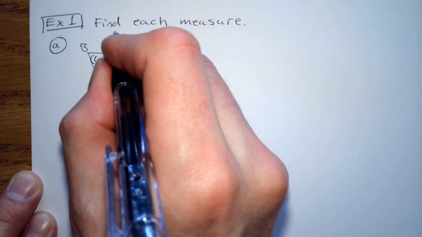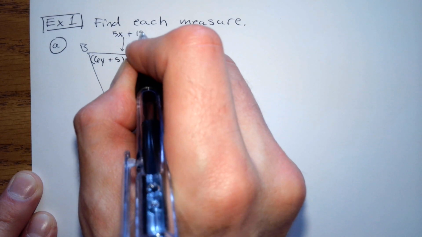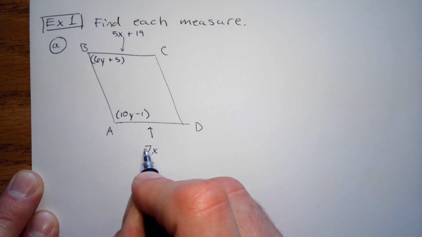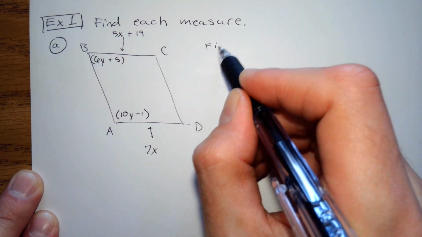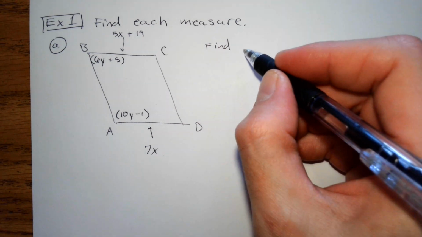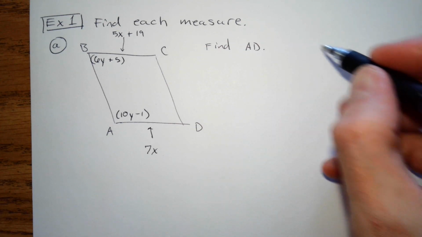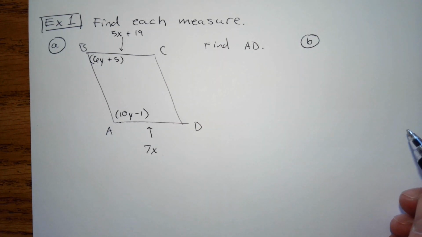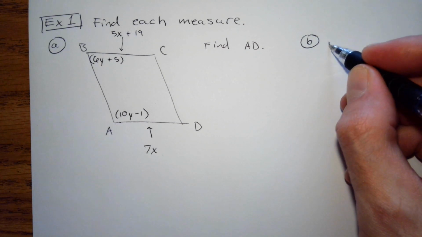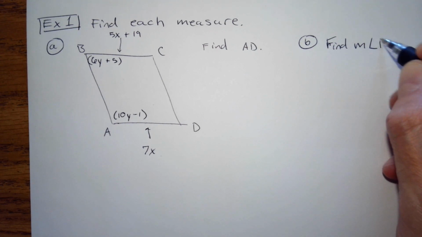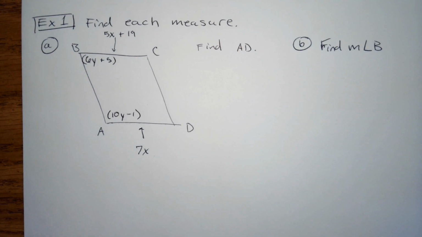And then we have 5x plus 19 and 7x. Find the length of AD. And then part B is going to be to find the measure of angle B. I'm going to let you guys try that for a second.